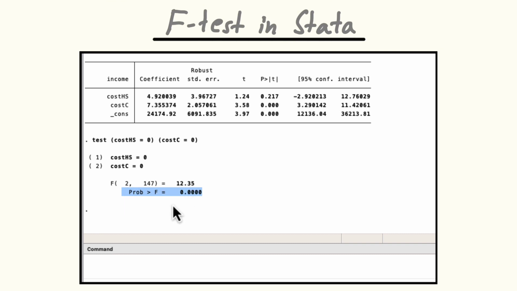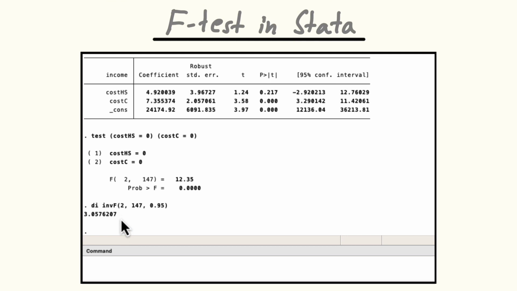For now, let's compute the critical value by hand. We want a quantile of the F distribution with 2 and 147 degrees of freedom. Let's say we want the 95% quantile. So that corresponds to an alpha of 5%. And we want to print this. Okay. So now here's our critical value. It's a little over 3. The realized test statistic is way bigger than 3. And this means the test rejects.